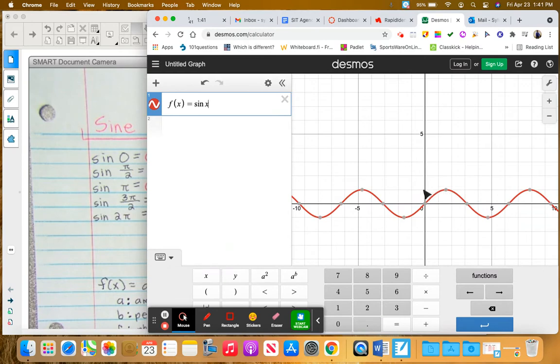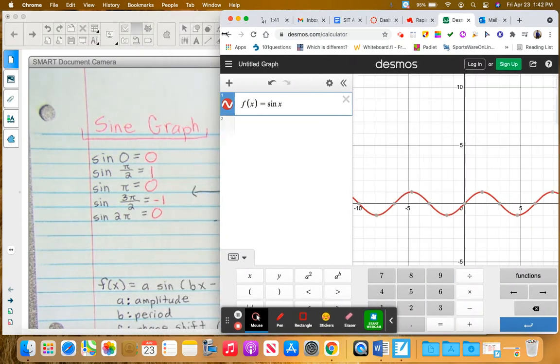As you notice, it's never going to get above +1. This is pi halves, 1. This point is pi, 0. This point is 3 pi halves, -1. And it never gets below -1. So of course I can shift it and move it and things like this, but this is my parent graph and this is what it looks like.